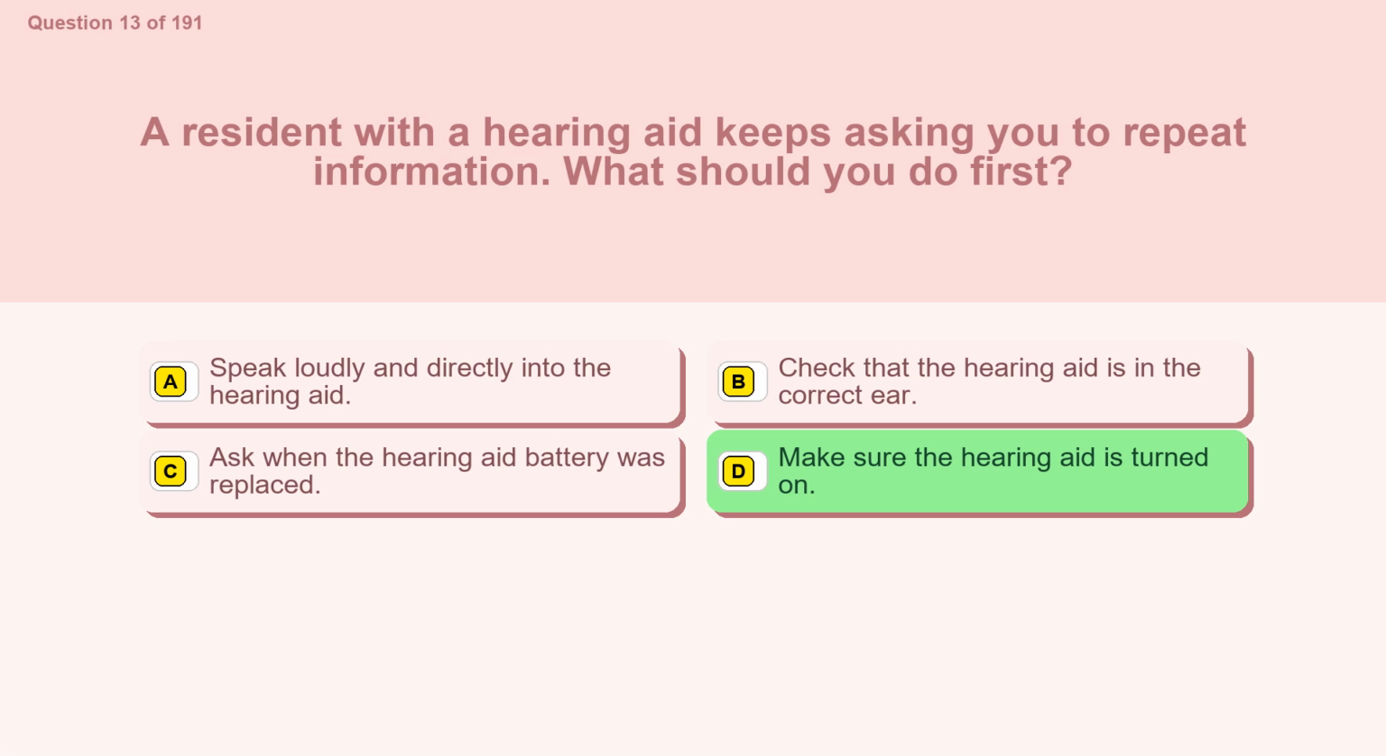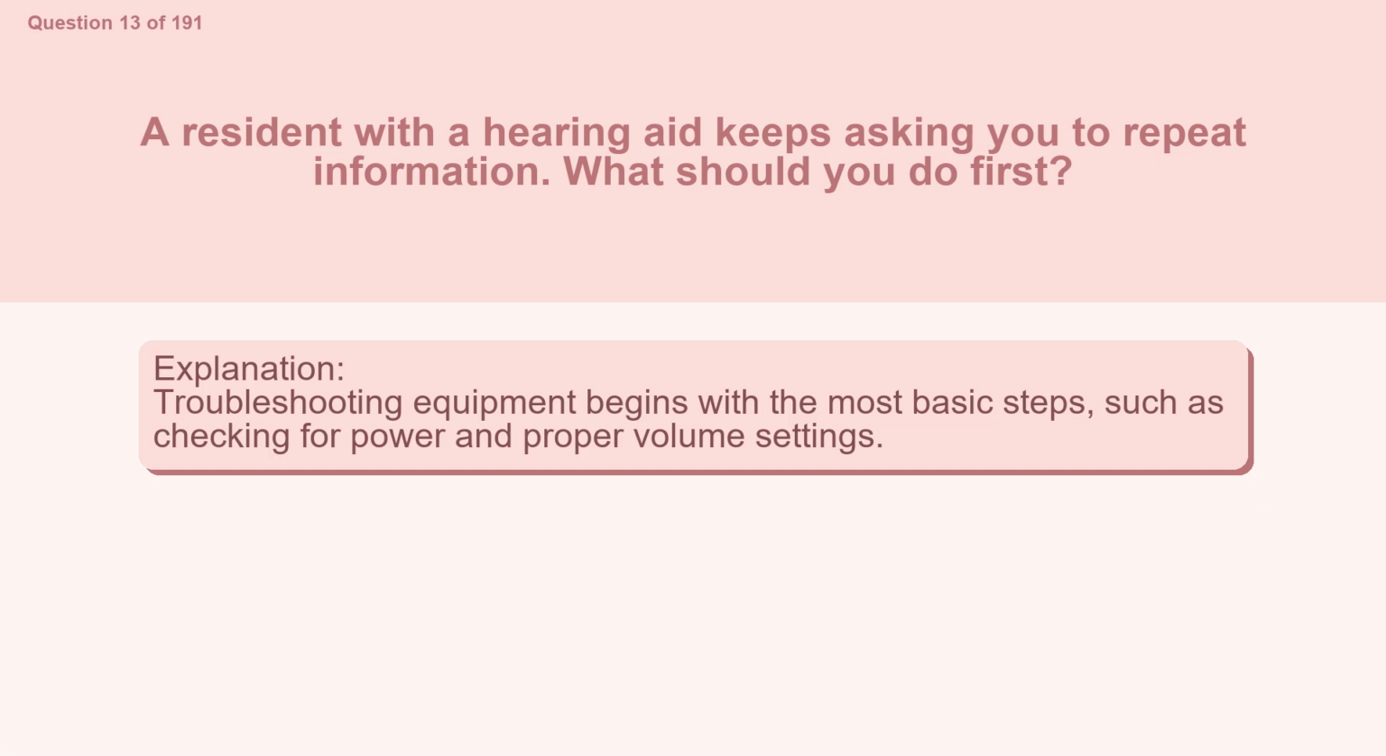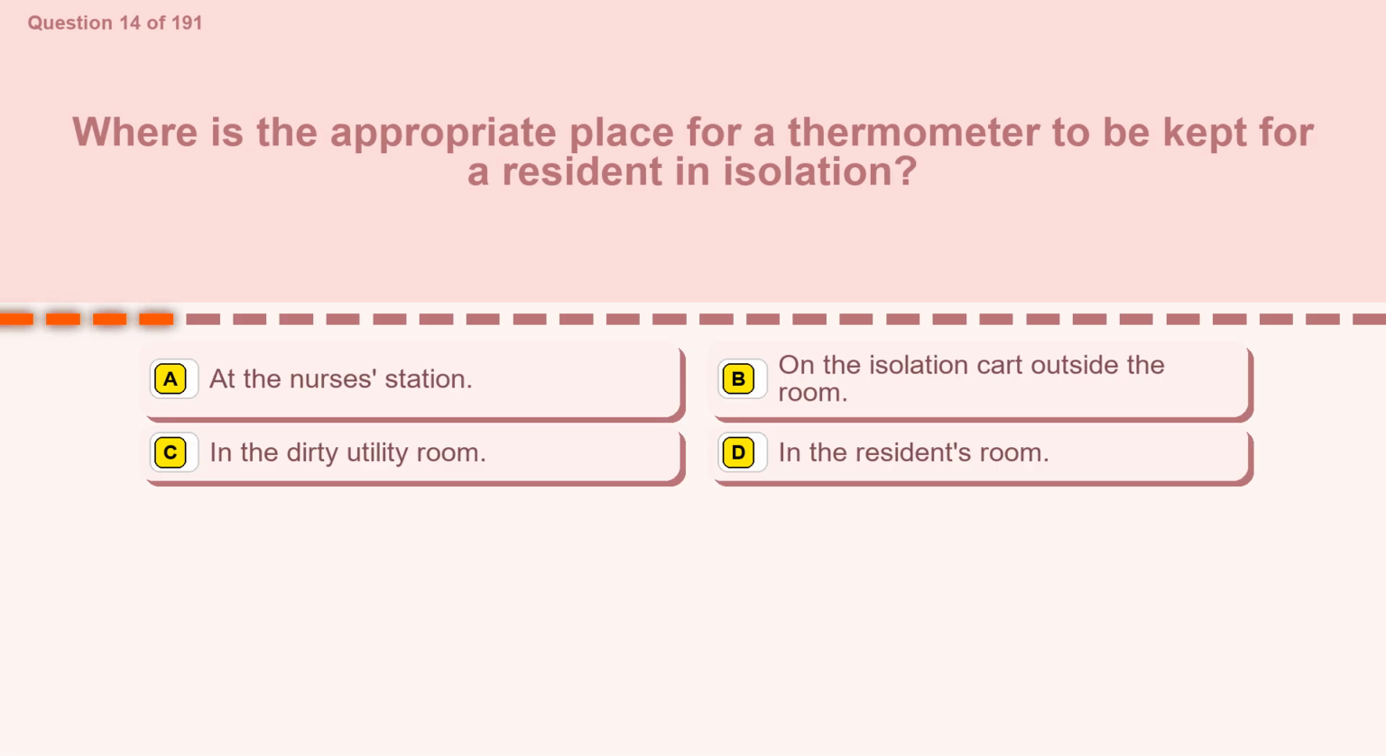The correct answer is option D, make sure the hearing aid is turned on. Troubleshooting equipment begins with the most basic steps, such as checking for power and proper volume settings. Question 14. Where is the appropriate place for a thermometer to be kept for a resident in isolation?